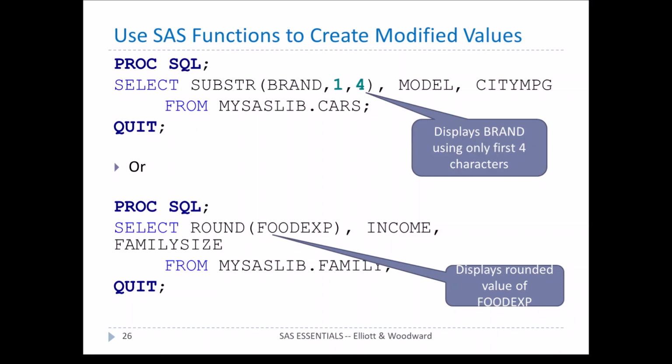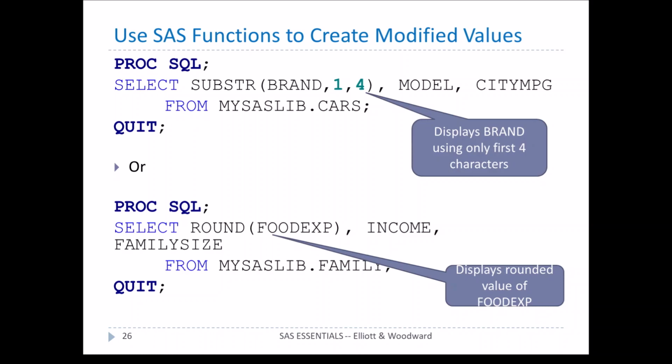Select substring(brand, 1, 4), which means start with the first character in the word brand and keep only the first 4 characters. So the first column, brand, is only going to contain the first 4 characters of the variable called brand. Then we go to the next column, model, then city, miles per gallon.